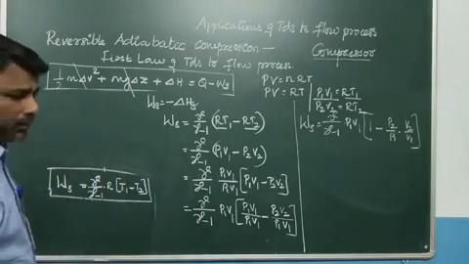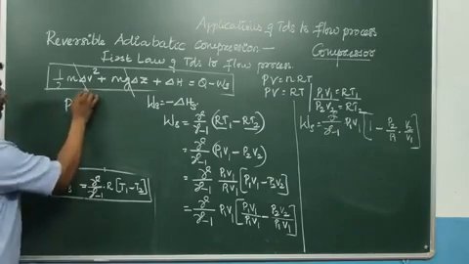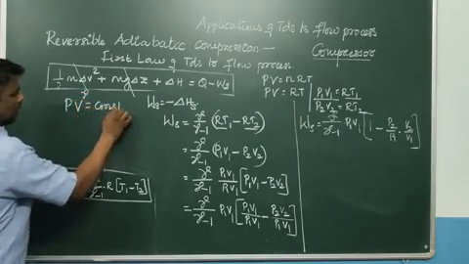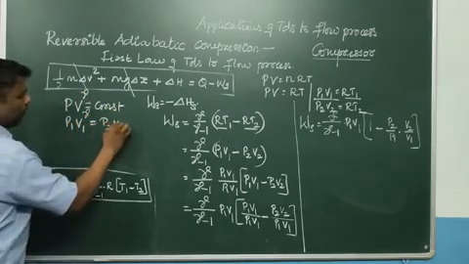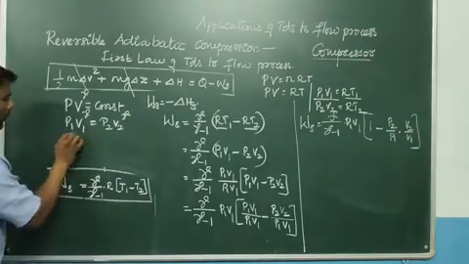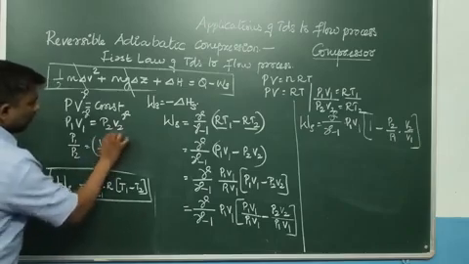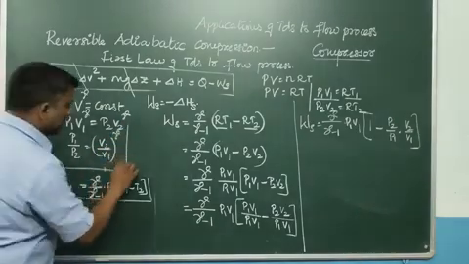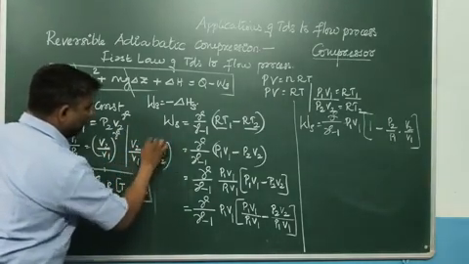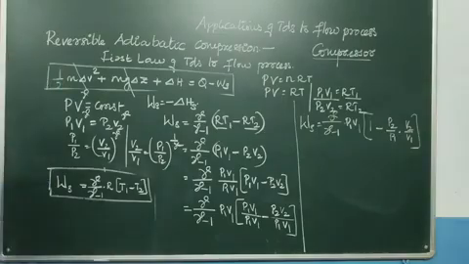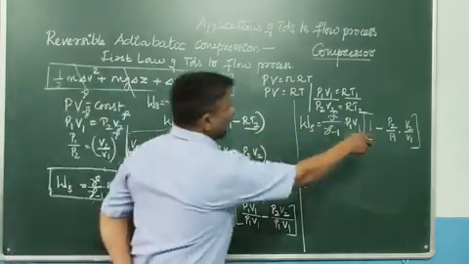For an ideal gas in the adiabatic process, the relationship between pressure and volume is PV power gamma is equal to constant. This equation becomes P1 V1 power gamma is equal to P2 V2 power gamma. So P1 by P2 is equal to V2 by V1 power gamma. Or this equation gives V2 divided by V1 is equal to P1 divided by P2 power 1 by gamma. Now I am going to substitute this in the equation.